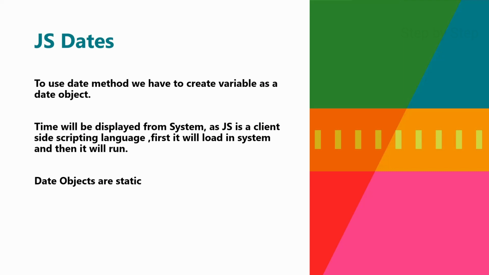As we all know, JavaScript is a client-side scripting language. So first, all the code will be loaded in our system and then it will be running. So whatever time we have in our system, that time will be displayed. That time is not going to be fetched directly from the server. And date objects are static. Static means it is fixed. We cannot change any values. Okay, those are fixed.